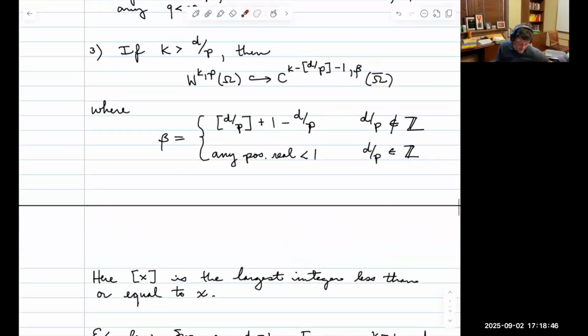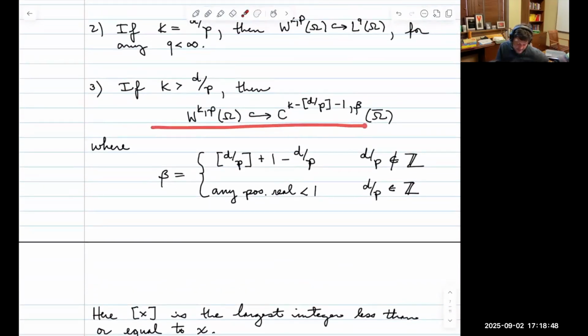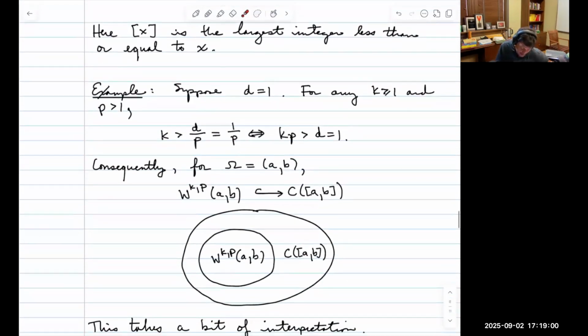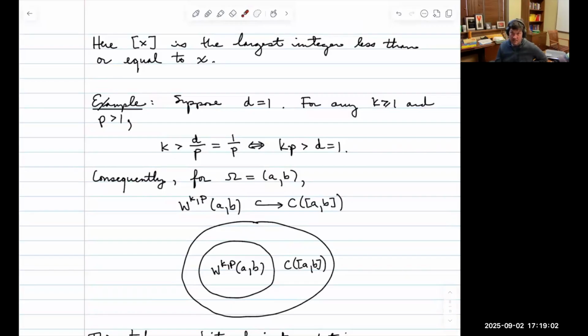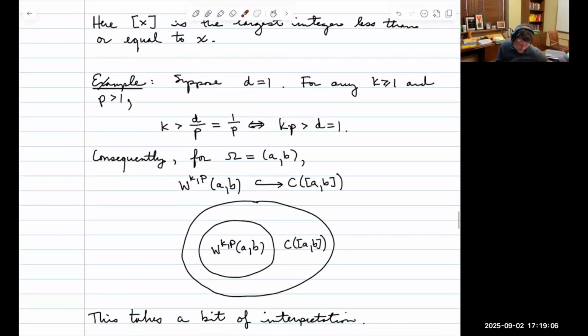Let's start with this case here, because this is the best case. What it's actually saying is these Sobolev spaces are spaces of continuous functions, that everything in there is a continuous function. Now, it requires a little bit of interpretation, so let me give that to you here. And I guess we'll only get this one example done.